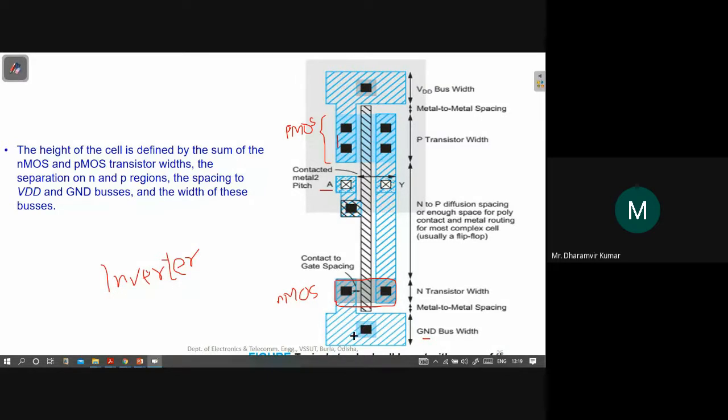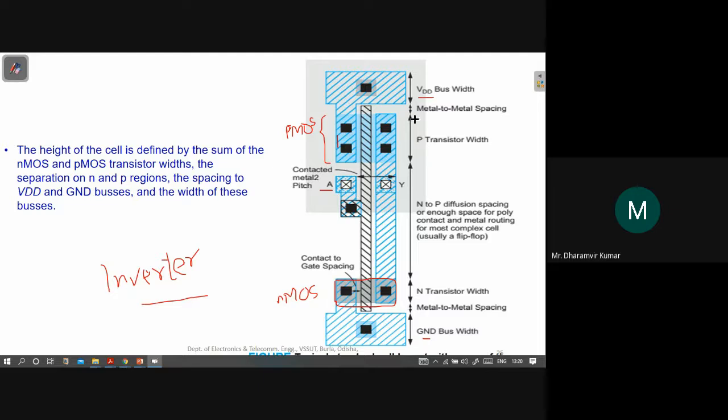And this is the ground area. We should also provide some sort of power, and this is the power rail called VDD. Now these are the main components in this inverter layout. The height of this inverter will be given by the addition of all these smaller components. So this is the height of the VDD power rail, or VDD bus width.